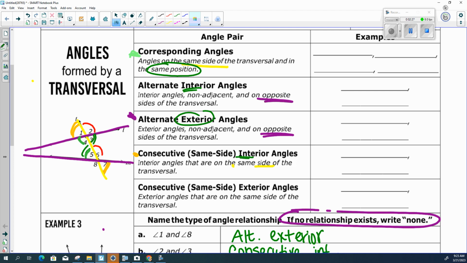Okay, and the last one, consecutive exterior angles. Sophie, will you read that one?